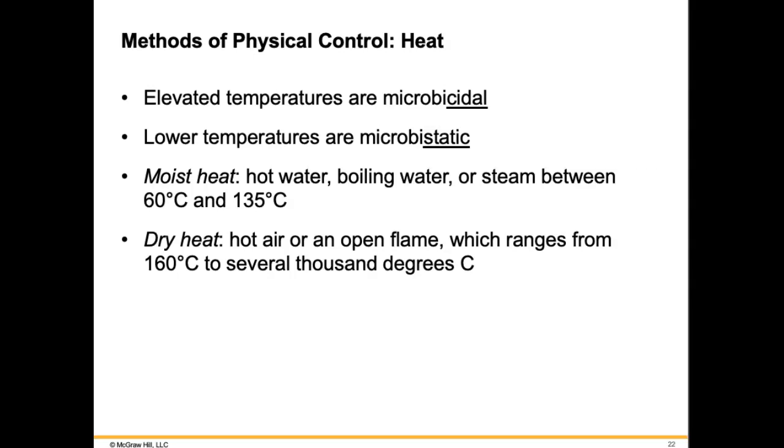So, methods of physical control: heat. Elevated temperatures are microbicidal. We know what that means now. Lower temperatures, such as refrigeration, are microbistatic. Moist heat, meaning hot water, boiling water, or steam between 60 and 135 degrees Celsius, is considered more effective than other types. But we'll get into that shortly.